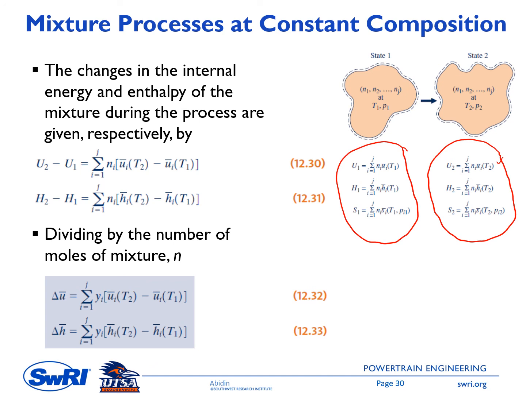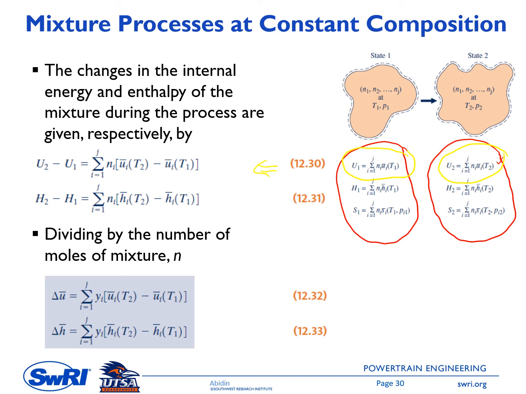The changes in internal energy and enthalpy of the mixture during the process are given by equations 12.30 and 12.31. In this case, for U2 minus U1, you just replace U2 and U1 by these equations, and then you will get equation 12.30. Similarly, for H2 minus H1, you have equation 12.31.